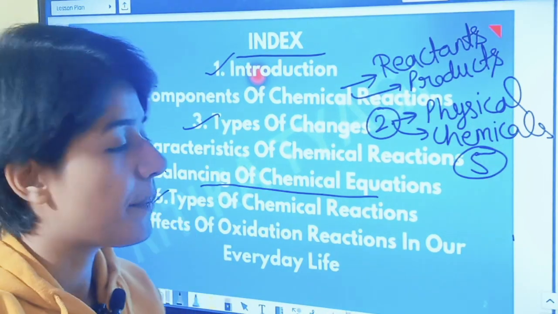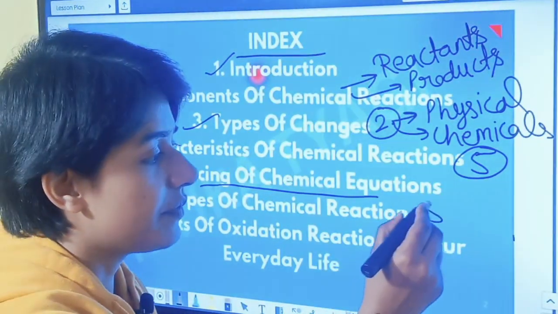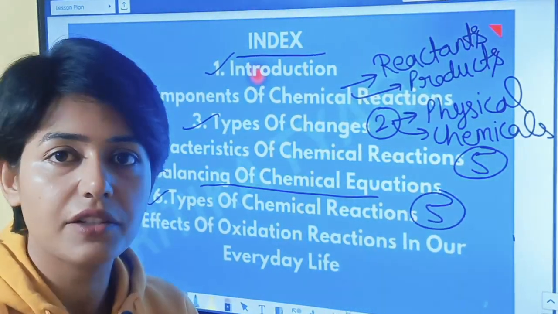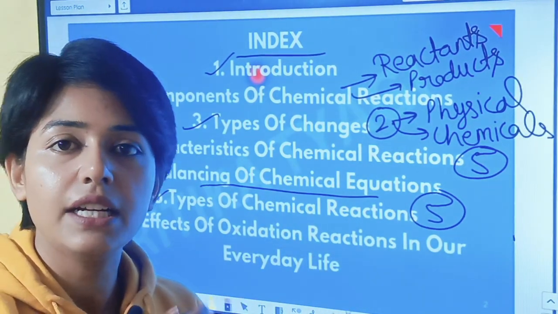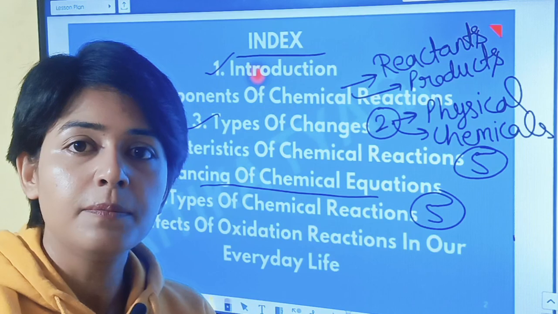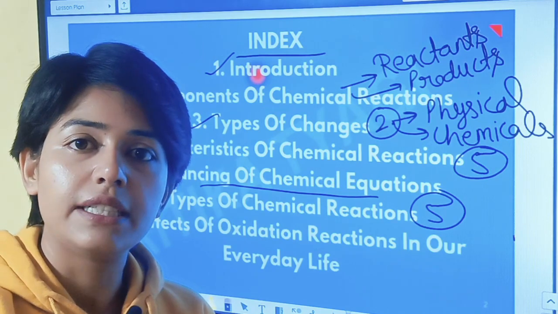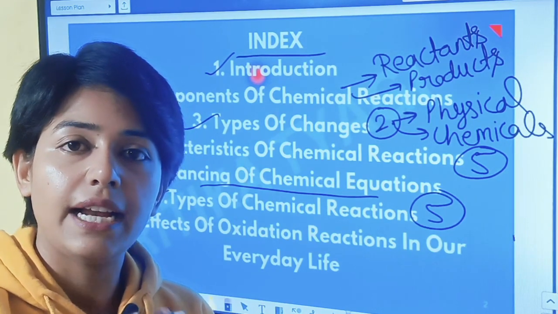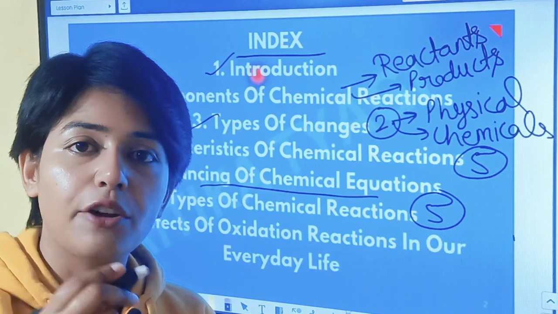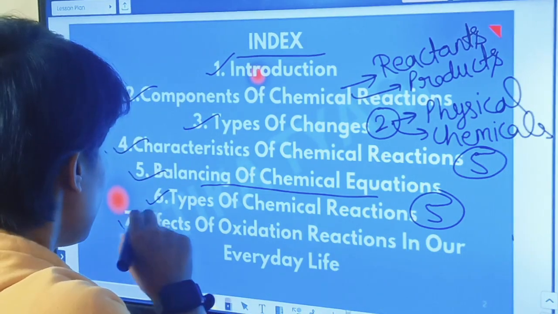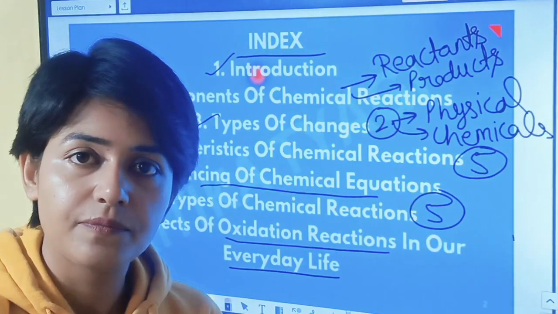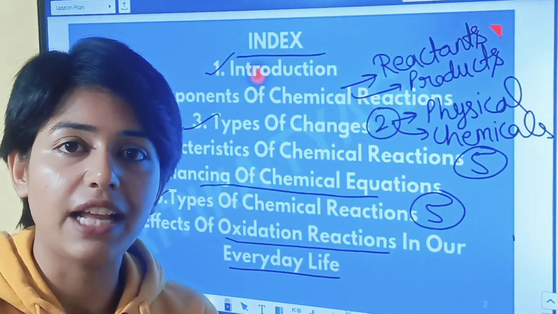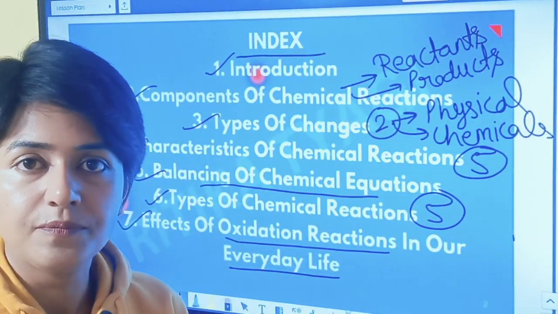Next one is types of chemical reactions. There are mainly 5 types of chemical reactions we are discussing in this. First, addition reaction. Second, decomposition. Third, displacement. Fourth, double displacement reactions. And the last one, fifth, is redox reactions. Seventh is effect of oxidation reaction in our everyday life. How oxidation affects our life, we are discussing in this.